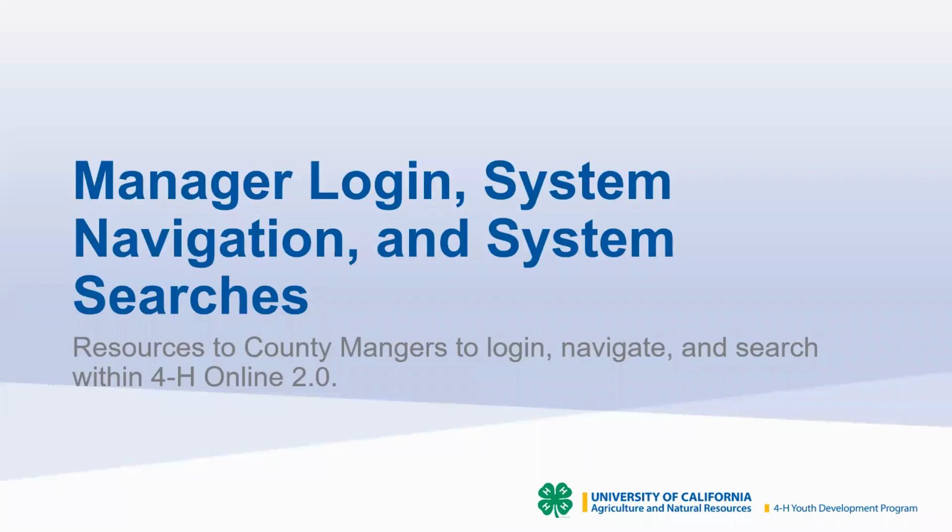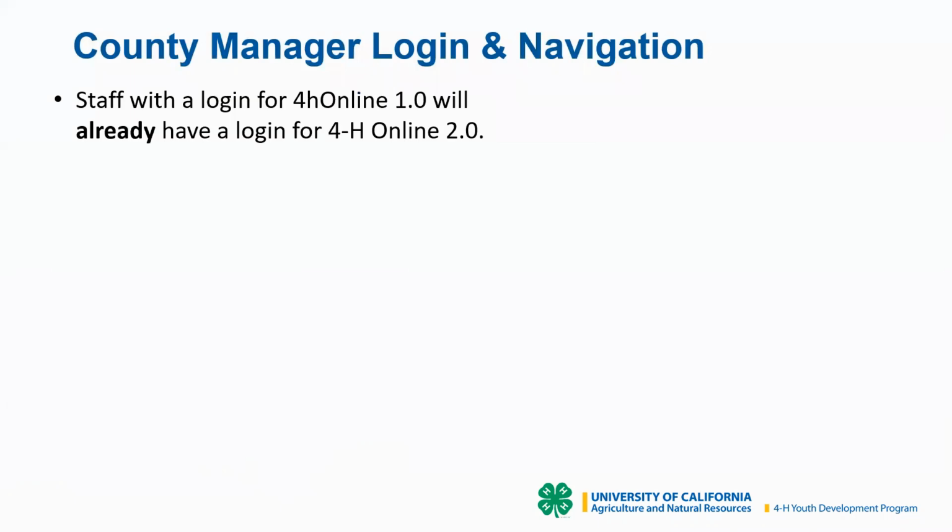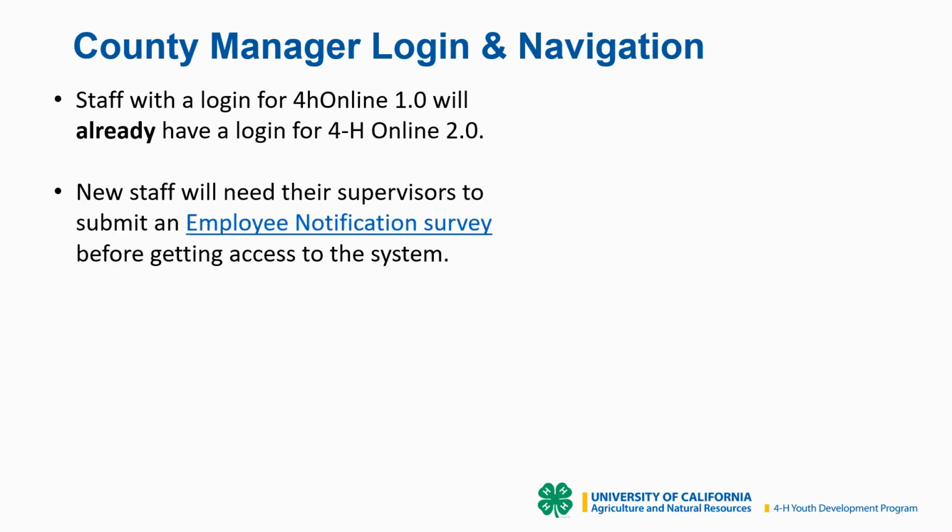Now that we have reviewed the location of the available resources, let's look at the County Manager login and how to navigate within 4-H Online 2.0. If county staff had an account in 1.0, they already have an account in 2.0. The state office will need notification of new staff through the Employee Notification Survey prior to new staff gaining access to the enrollment system.